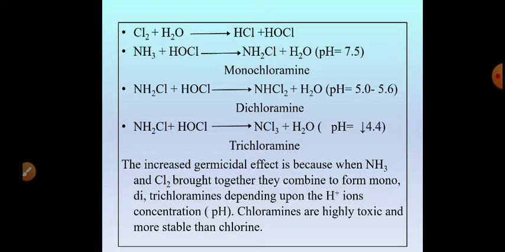Okay, the dichloramines combine with HOCl to form trichloramine, NCl3, when the pH goes below 4.4. Now, we say that chloramines are more effective than chlorine alone. Why? The increased germicidal effect is because when ammonia and chlorine are brought together, they combine to form mono-, di-, or trichloramine depending upon the pH, that is, hydrogen ion concentration.